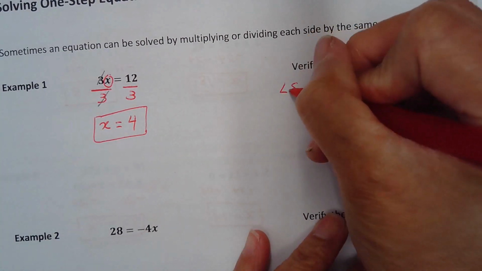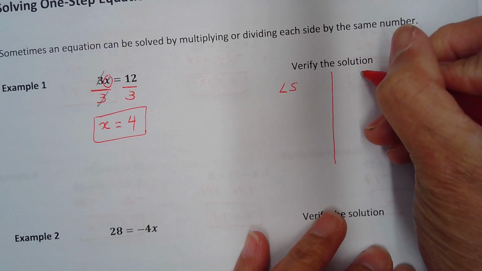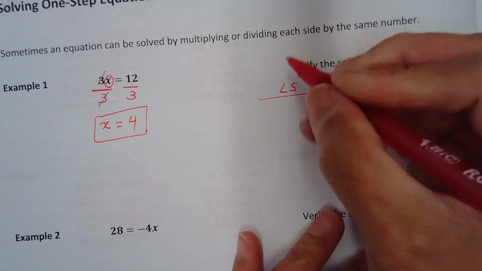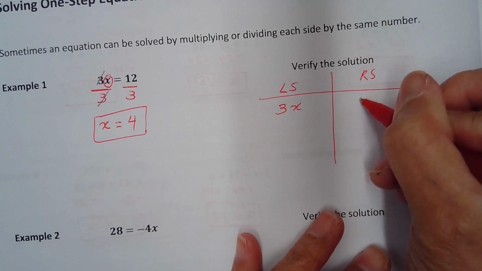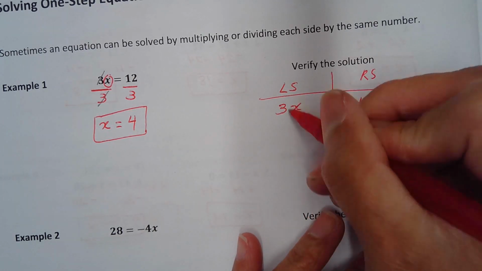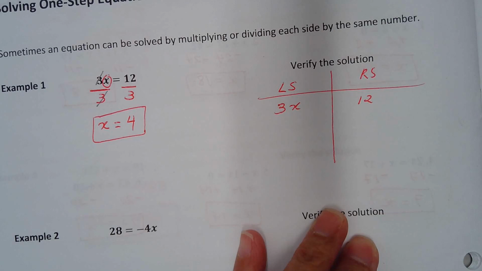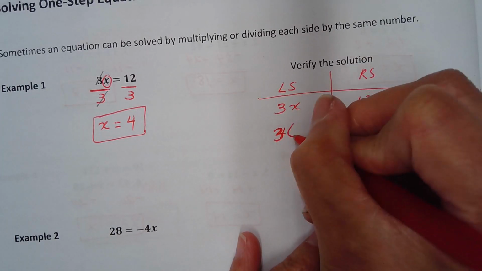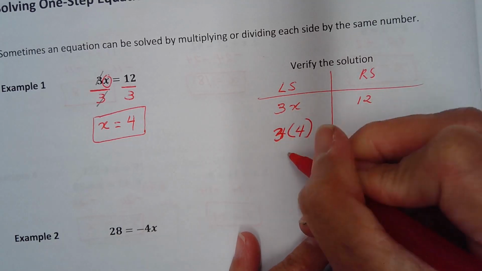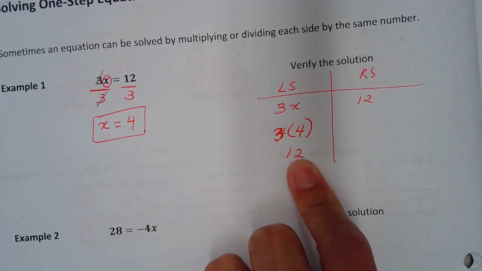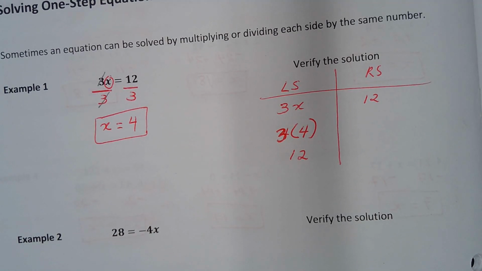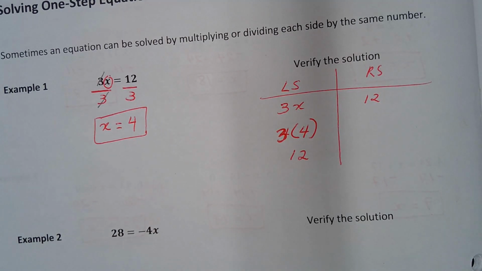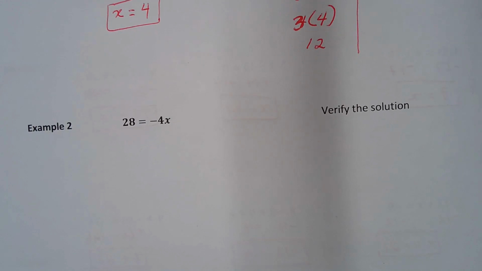3 times 4. Yeah, so verify our answer. So 3 times x and then 12. So 3 times, we're gonna replace the x with whatever number we found. 3 times 4, and that's equal to 12. So the left side is equal to 12. The right side is equal to 12. That means the left side is equal to the right side. Okay?